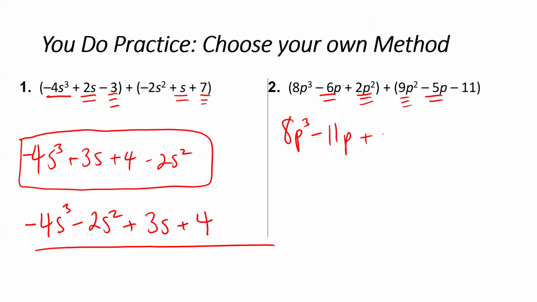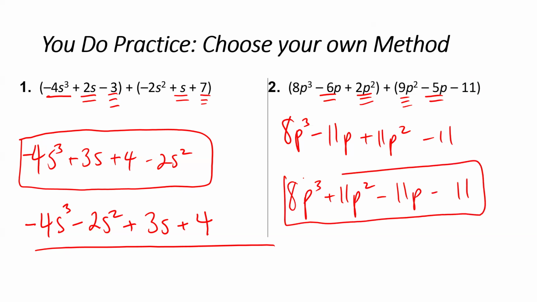I have positive 11p squared. And then my constant, does it have any friends? Nope, it's by itself. So if you want to write it correctly, 8p to the third plus 11p squared minus 11p minus 11 would be the best answer.